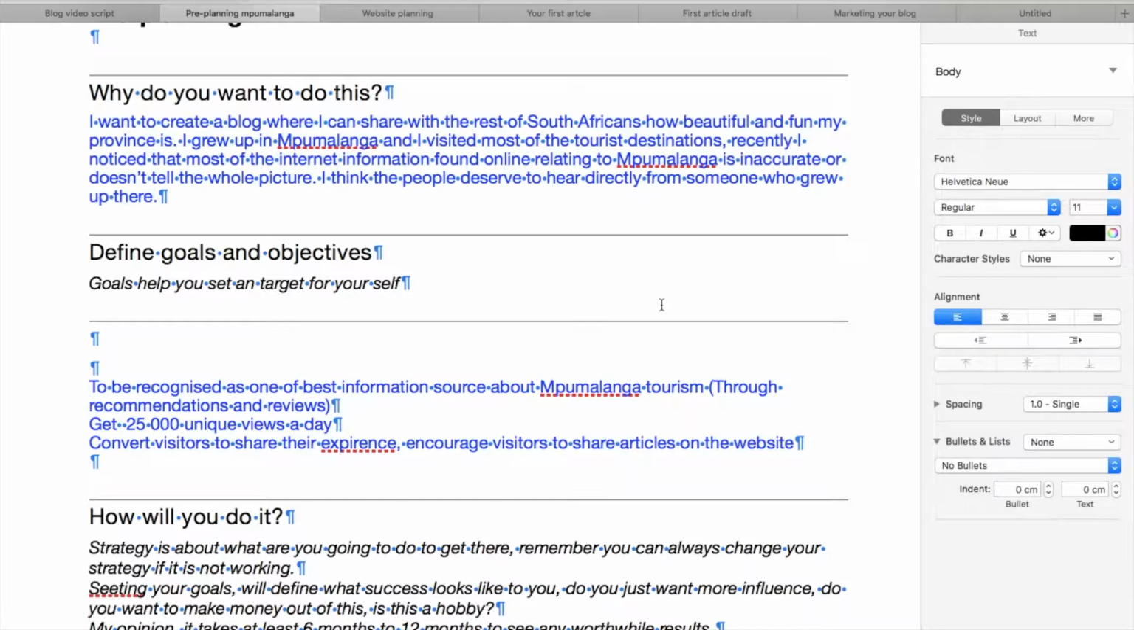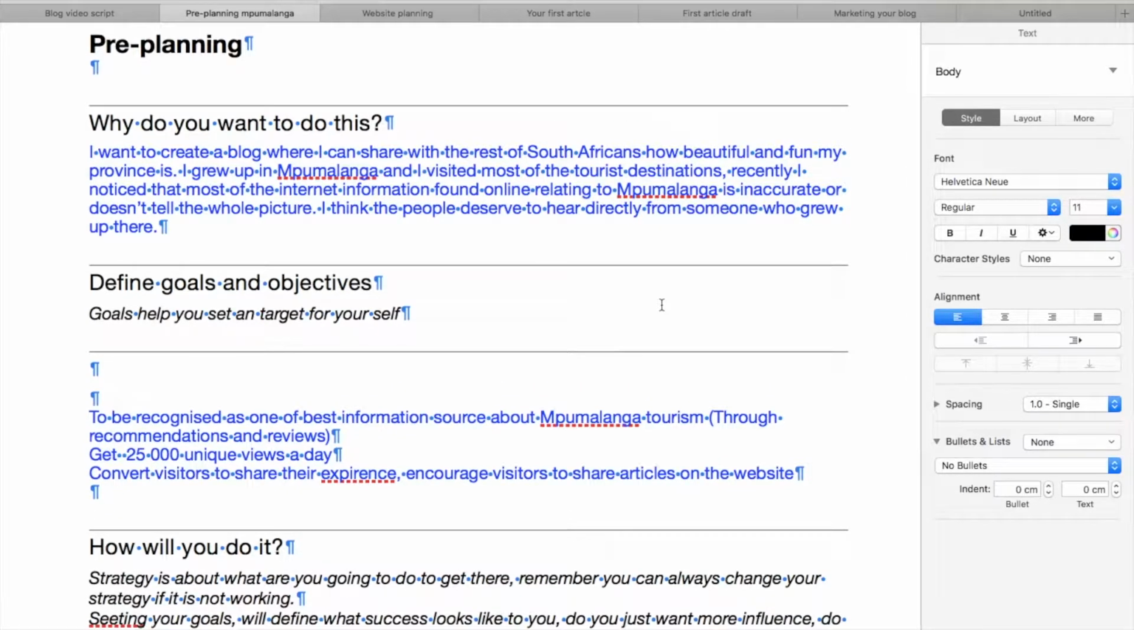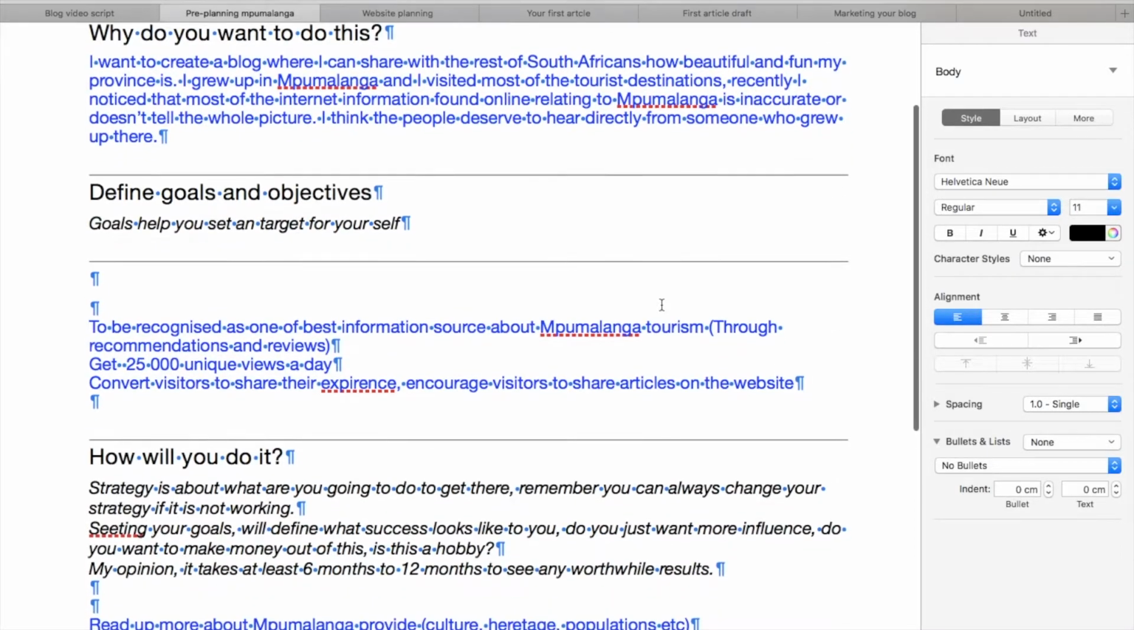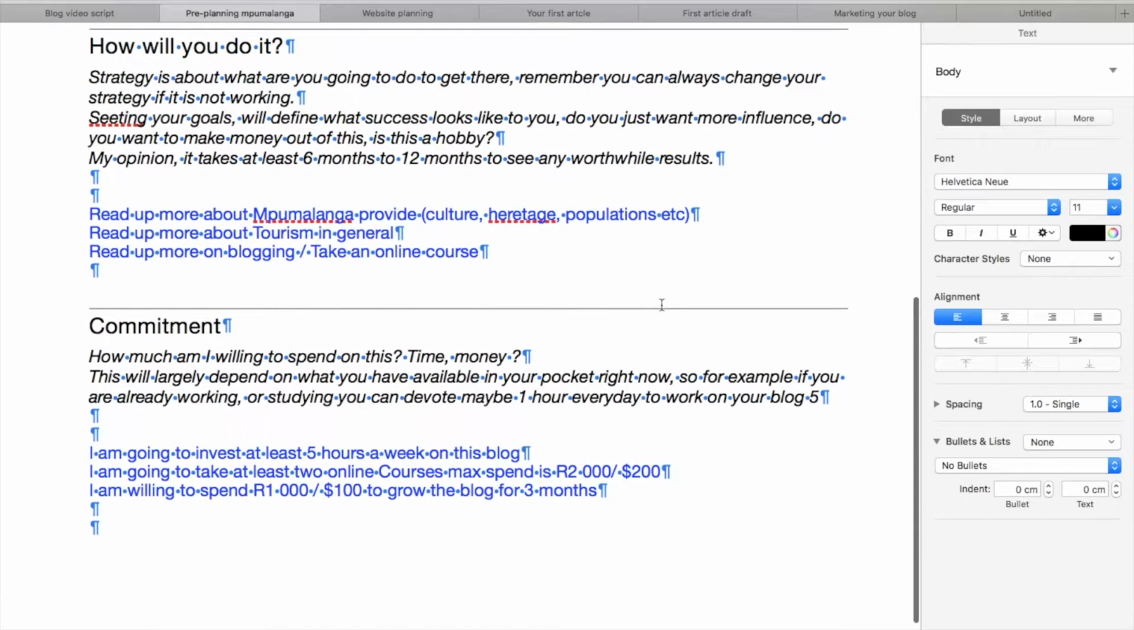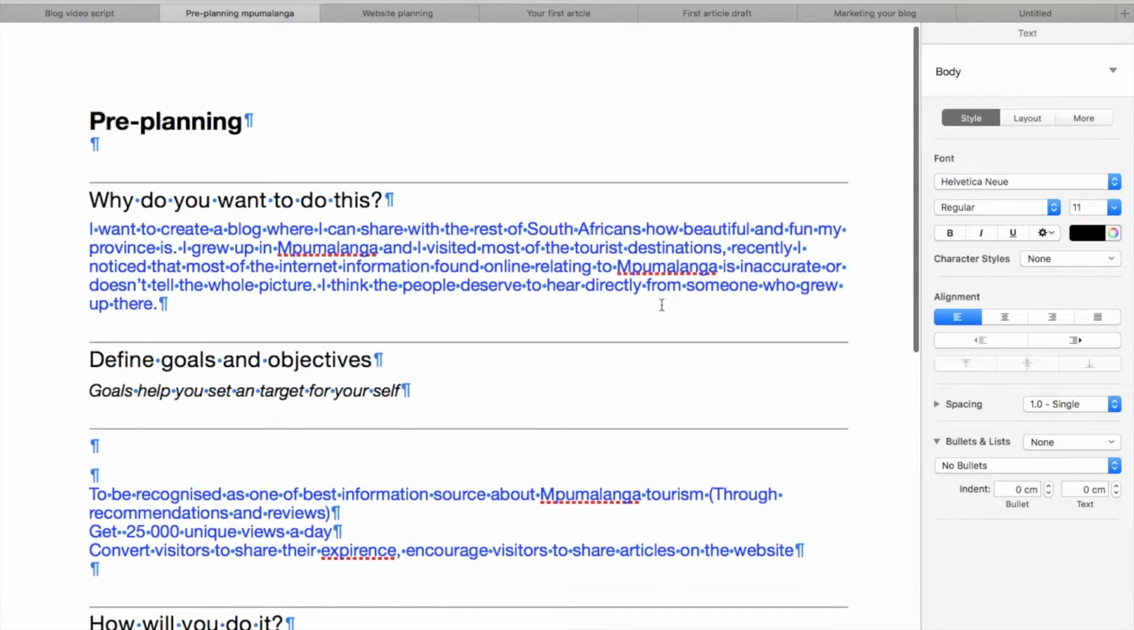For example, for the Mpumalanga Tourist blog, this is my reason. You will see throughout this whole document, I've highlighted my reasons and my answers in blue. So maybe you want to start a blog because you want to make money online. Maybe you want to share your thoughts. Maybe you want to help your business grow by increasing customer engagement. Whatever your reasons are, you need to write them down.